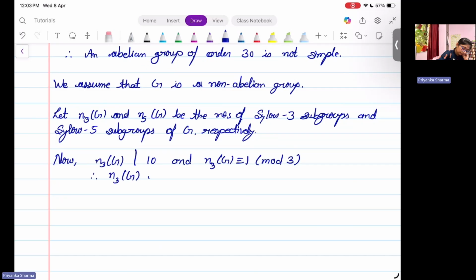Therefore, N3G can be either 1 or 10 also, because 10 is congruent to 1 mod 3.